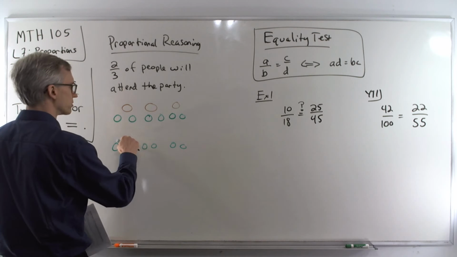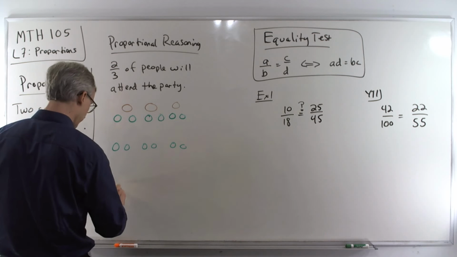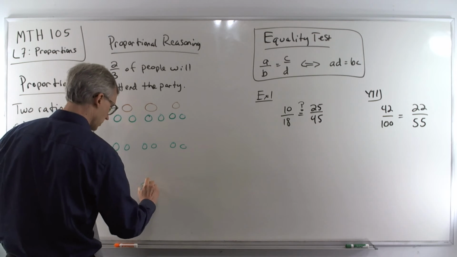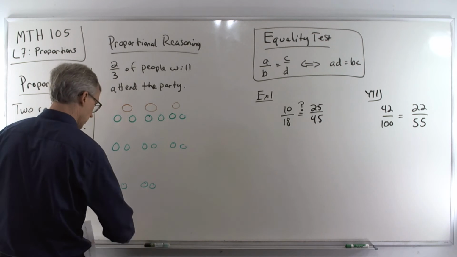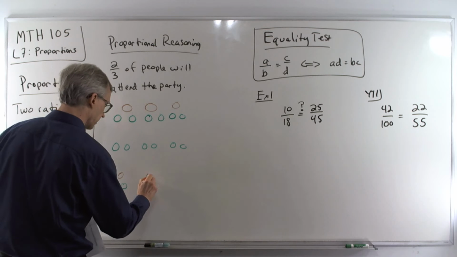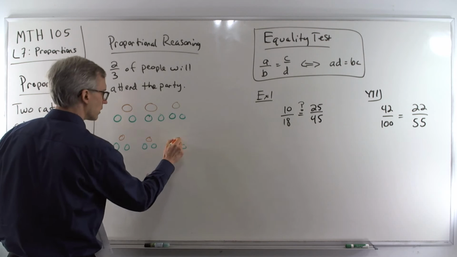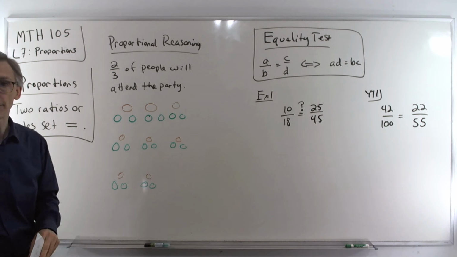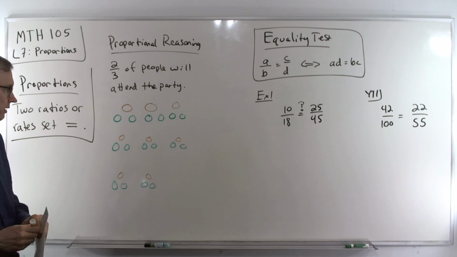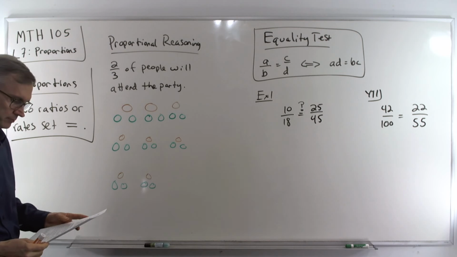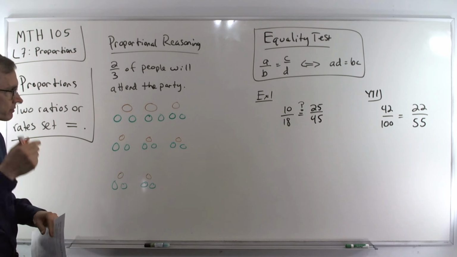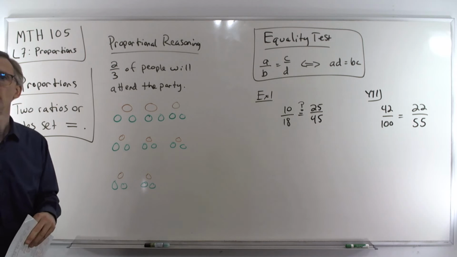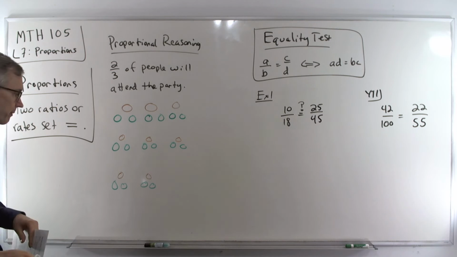All right, so there's our original group. We got 1, 2, 3, 4, 5, 6, 7. So now we have 8 groups total, and they're all in the same ratio. So now we can count up the number of people who are going to attend and the number of people who are not going to attend.